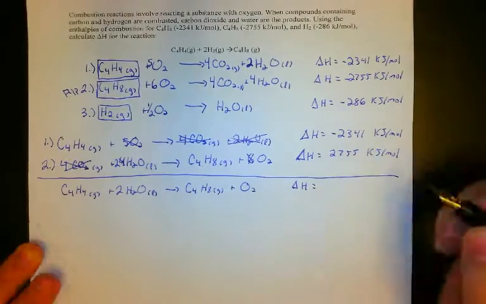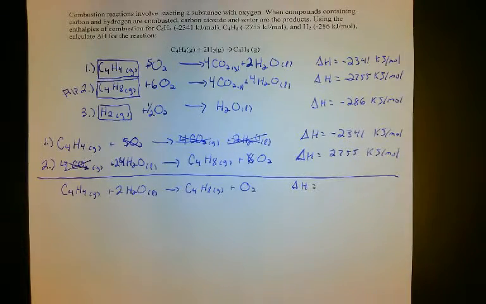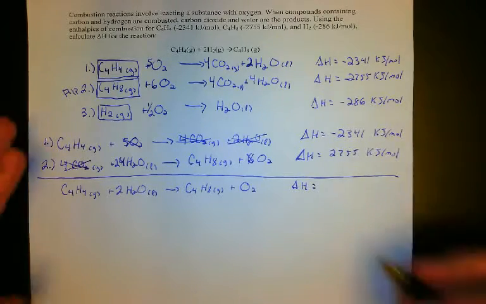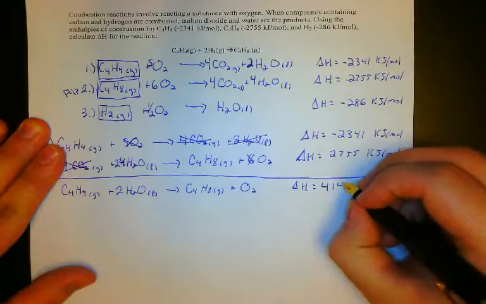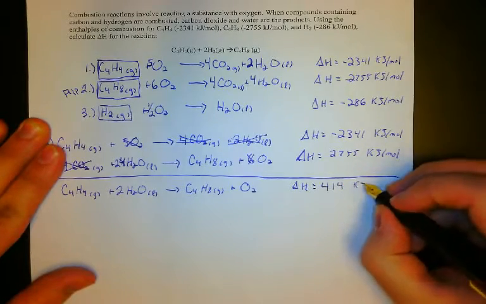To get my change in enthalpy, I just add those two values together. So negative 2,341 plus 2,755. So my change right now is a positive 414 kilojoules per mole.